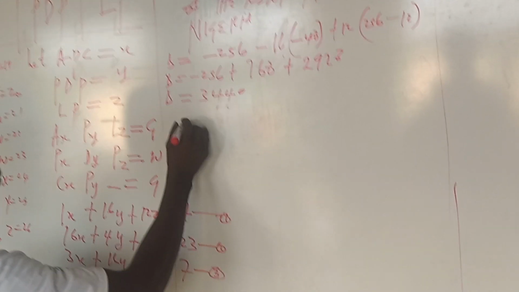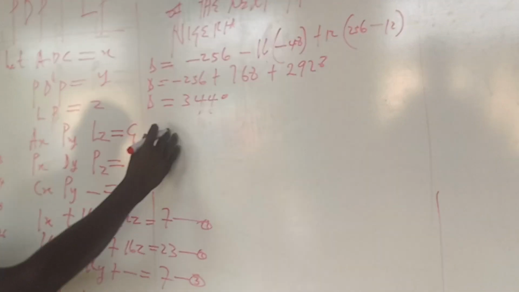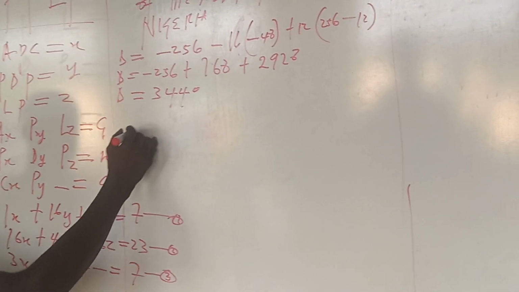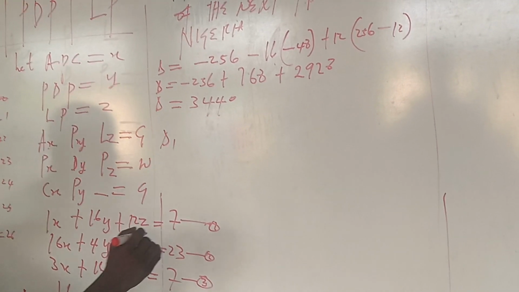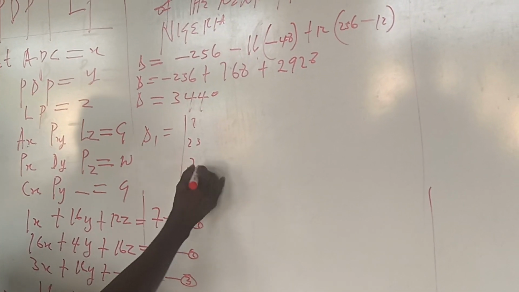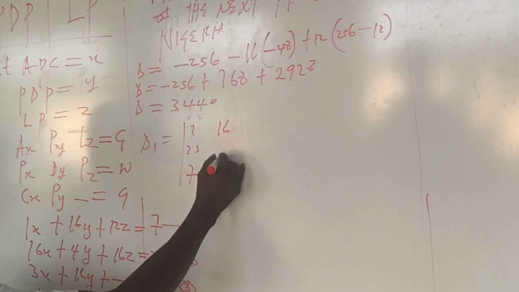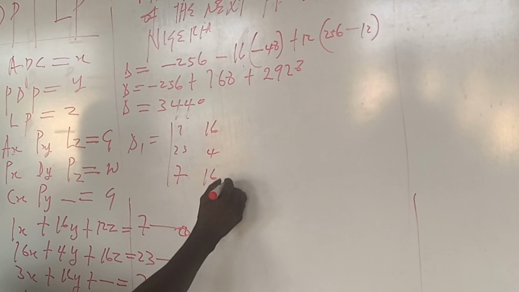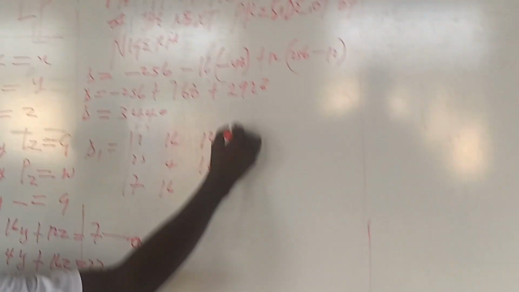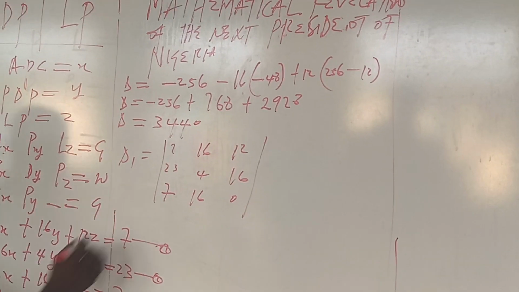When you do that, you are going to have what? Let's go now. In the place of the constant, there it is: 7, 23, 7. We use it to replace this. So we have delta 1. So delta 1 becomes what? 7, 23, 7. Then we proceed to 16, 4, 16. Of course, 12, 16, and 0.